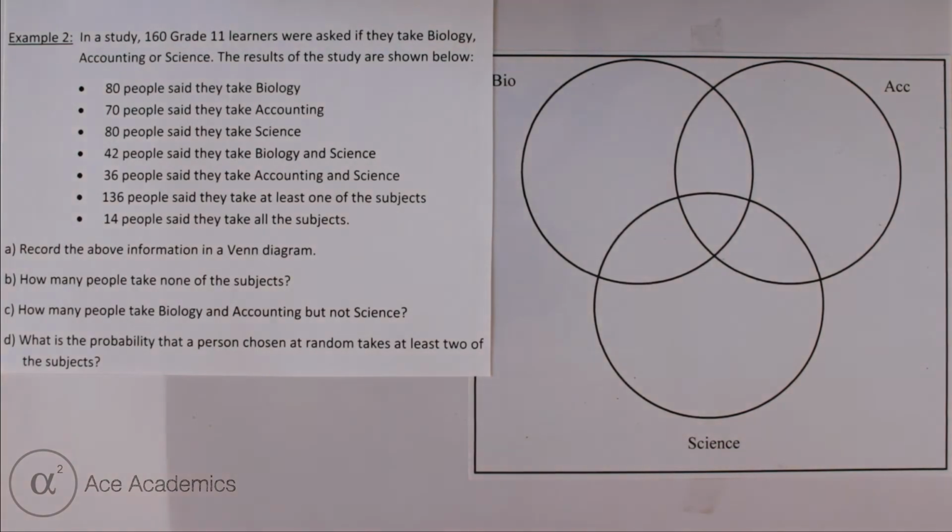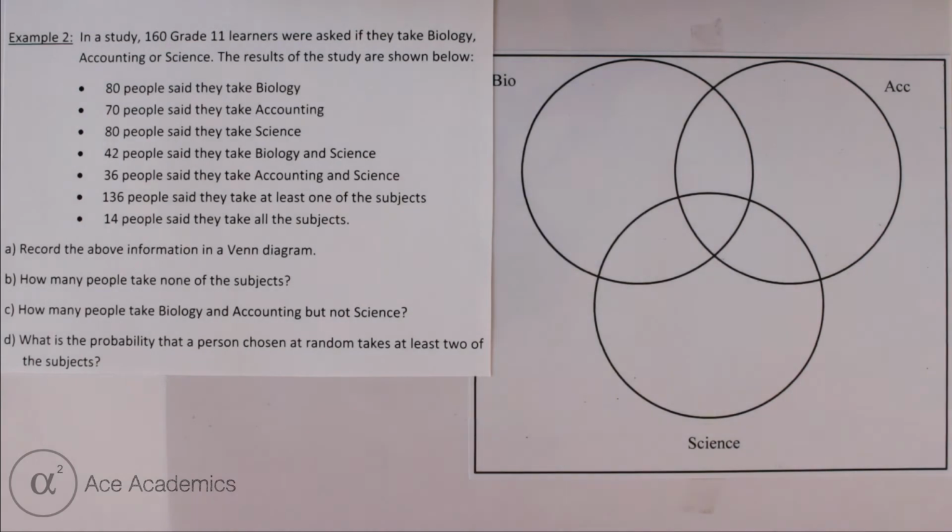80 people said they take biology, 70 people said they take accounting, 80 people said they take science, 42 people said they take biology and science, 36 people said they take accounting and science, 136 people said they take at least one of the subjects, 14 people said they take all the subjects.